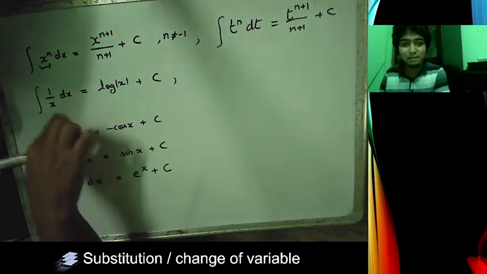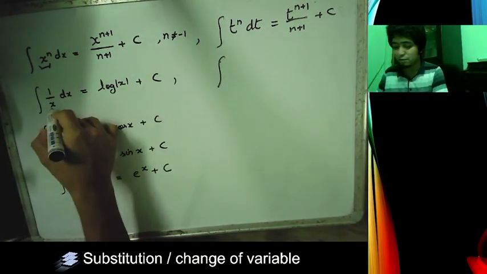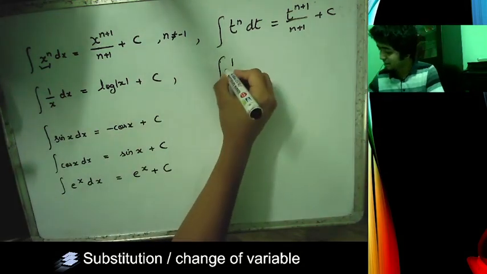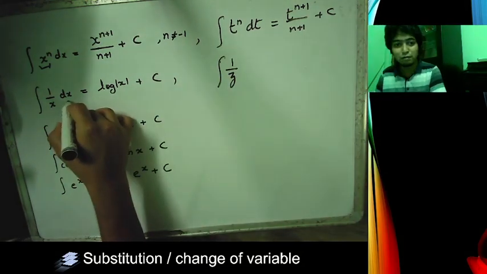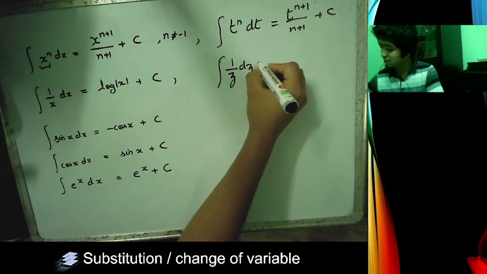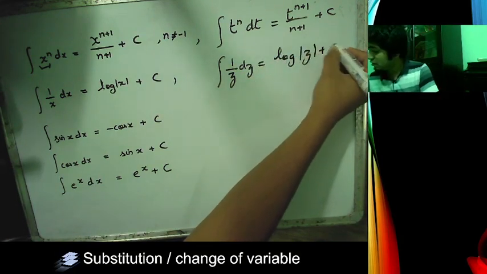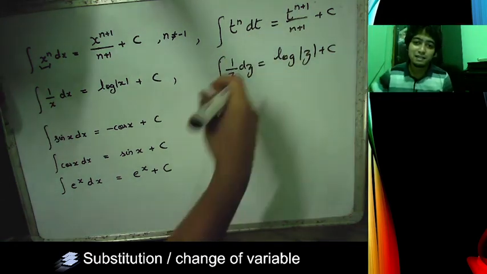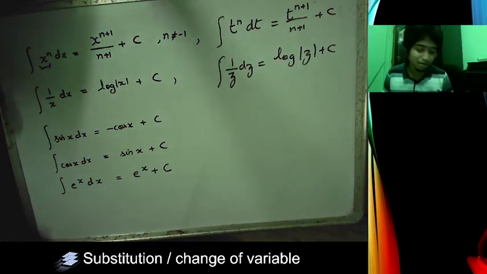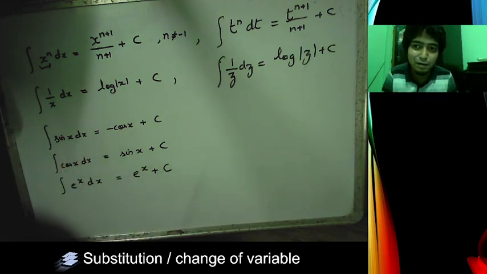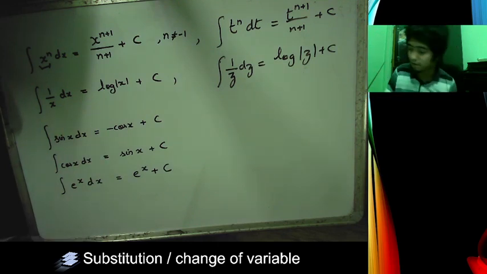Similarly for this one, suppose instead of x we are having z, 1 by z, and over here also we have changed it into dz, then this formula still works. We can still do it like this. Similarly, if we replace it with another variable, this forms the basis of what I am going to discuss today, that is, let me repeat again, the substitution or the change of variable.